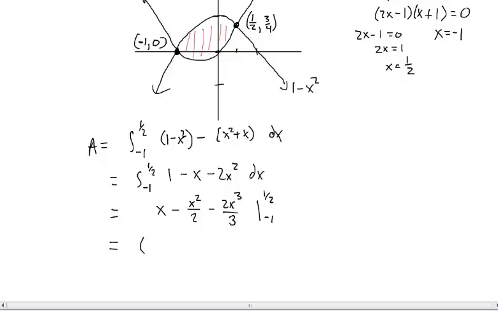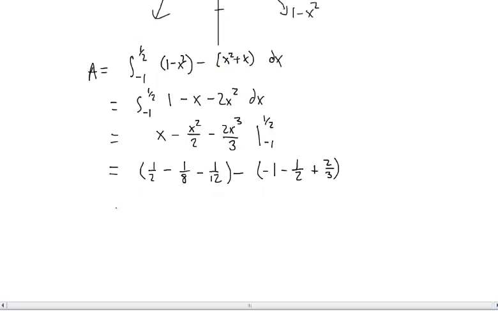So we have 1/2 minus, now 1/2 squared is 1/4 divided by 2 gives me 1/8. And then we have 1/2 cubed, which is 1/8, times 2, which is 1/4, divided by 3 gives us 1/12. So minus 1/12, minus -1, then -1 squared is 1, so minus 1/2. And then we have -1 cubed, which is going to give us -1. So the two negatives make this term positive, and we have 2/3.